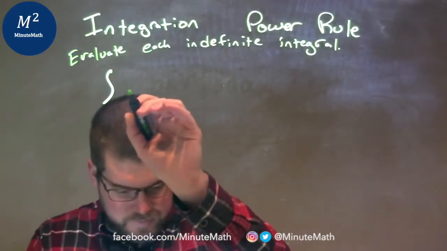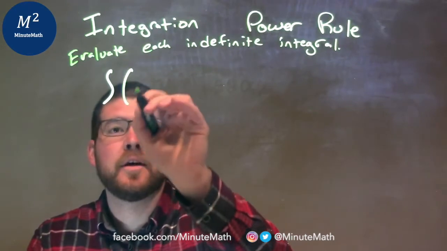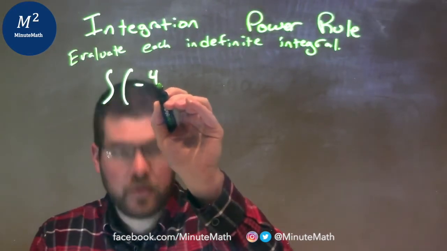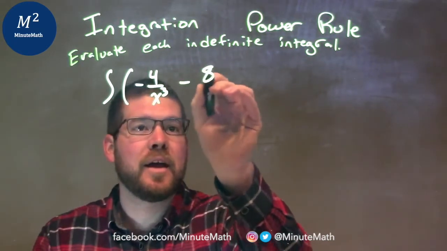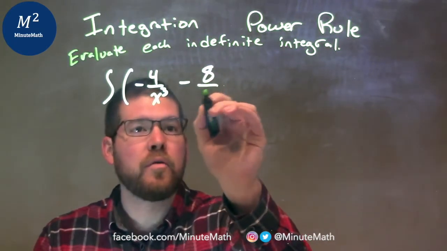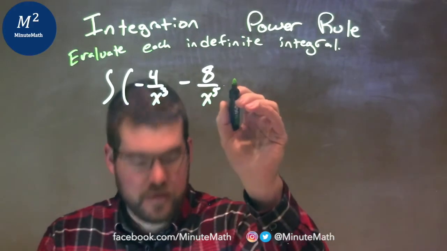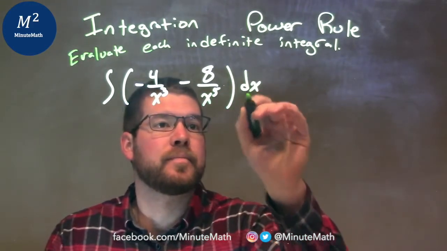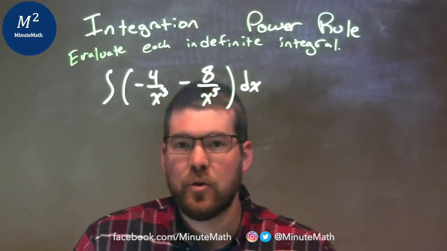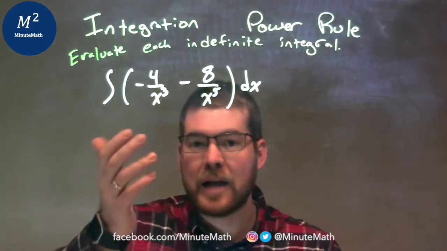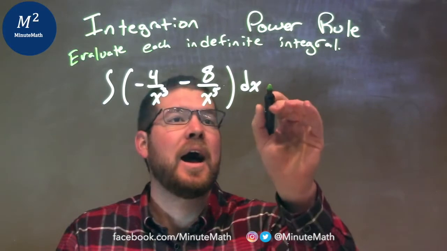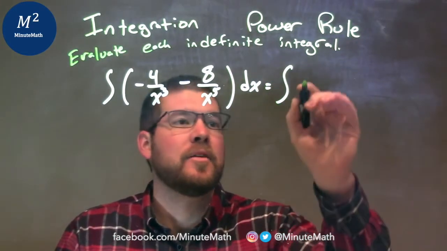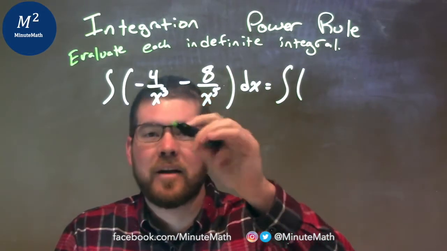And the integral of negative 4 over x to the 3rd minus 8 over x to the 5th dx. Now, one thing I like to do when I have a fraction with the variable in the denominator with the integration, I like to rewrite this to have, well, the exponent in the numerator.